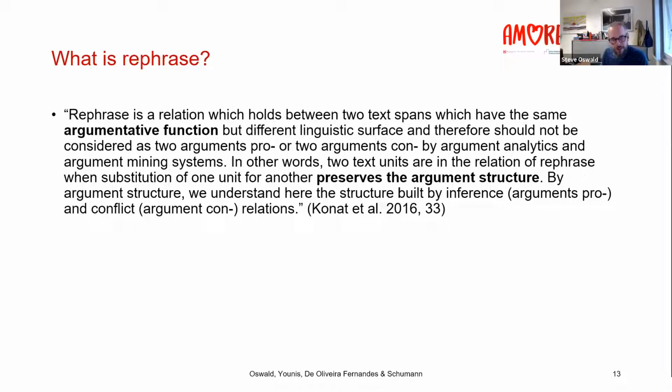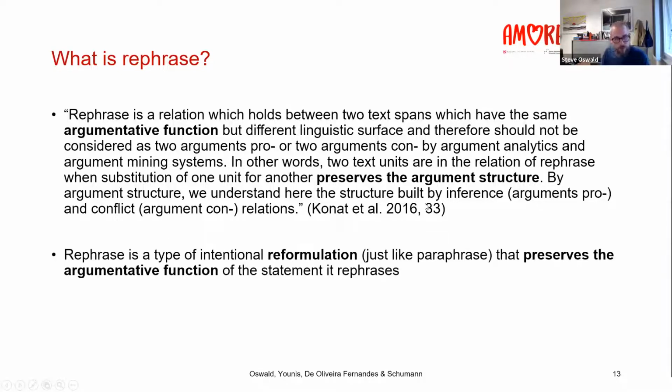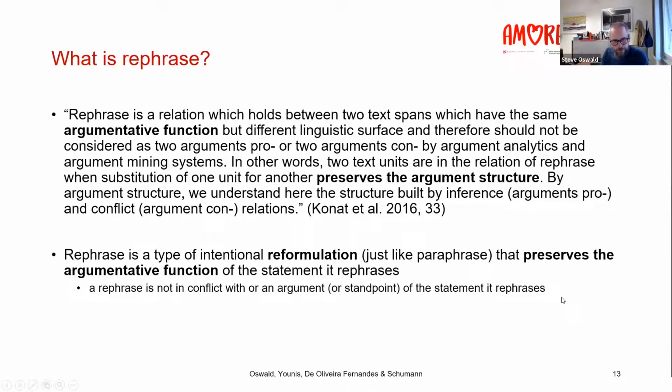In other words, two text units are in the relation of rephrase when substitution of one unit for another preserves the argument structure. So a premise will be rephrased into a premise, a standpoint will be rephrased into a standpoint, a challenge will be rephrased into a challenge, and so on. You don't have cross-category transformations that would not correspond to rephrase. Now, we define it as a type of intentional reformulation, just like paraphrase, which preserves the argumentative function of the statement that it rephrases. That is, a rephrase is not in conflict with the argument or standpoint of the statement that it rephrases. It is usually performed for rhetorical gain.